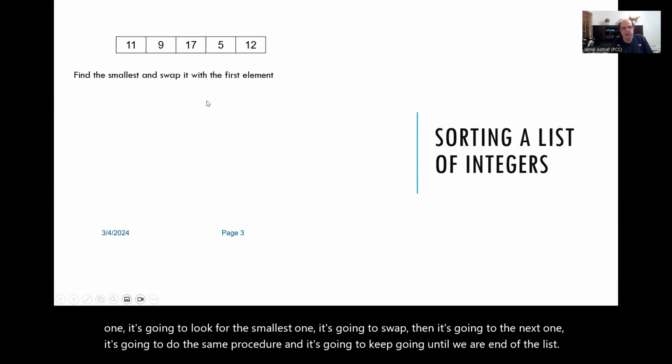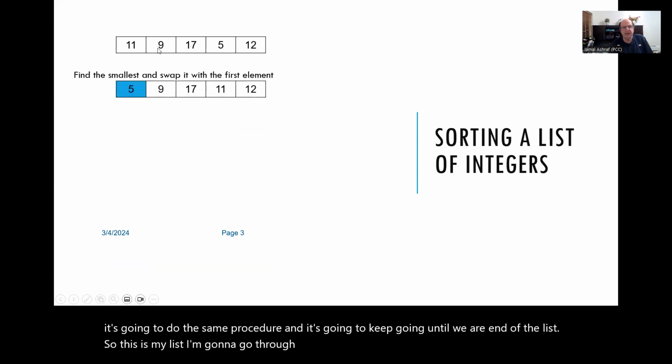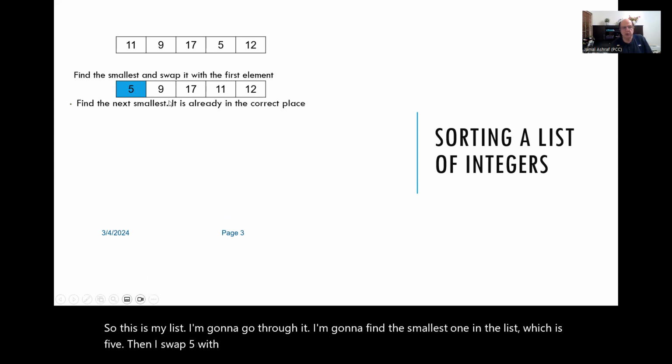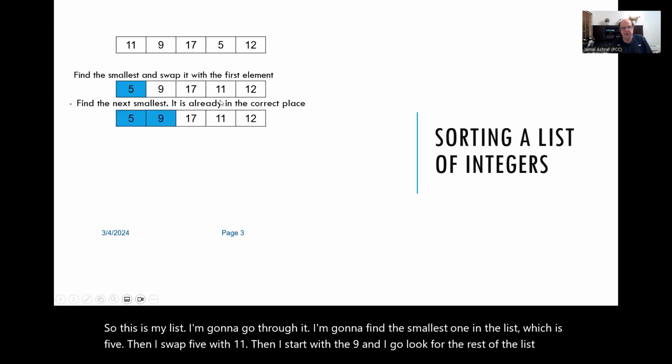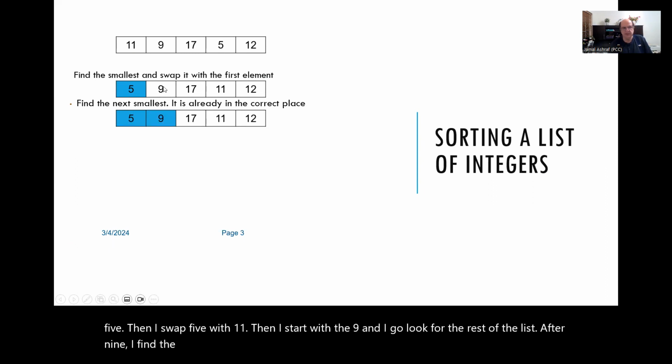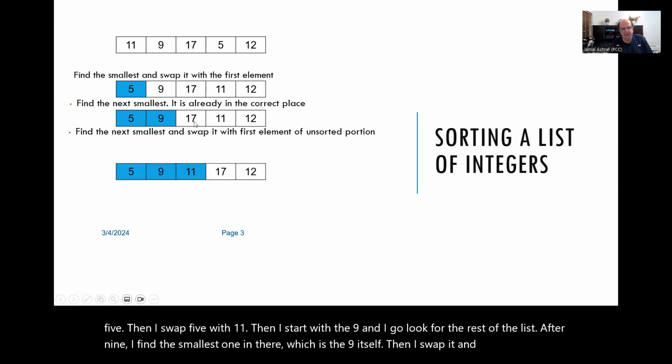So this is my list. I'm going to go through it. I'm going to find the smallest one in the list, which is 5. Then I swap 5 with 11. Then I start with 9, and I go look through the rest of the list. After 9, I find the smallest one in there, which is the 9 itself. Then I swap it. And then I go on to 17.